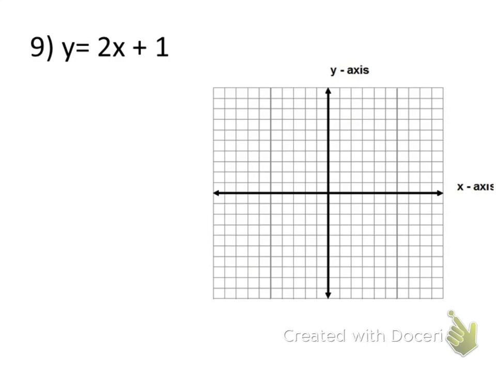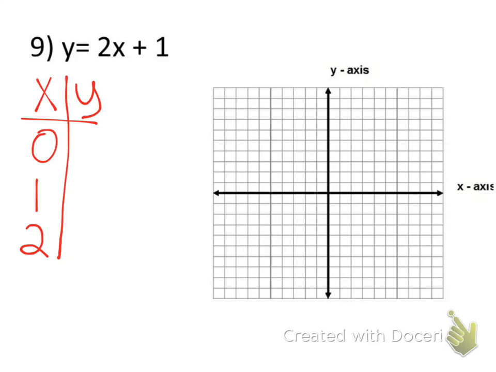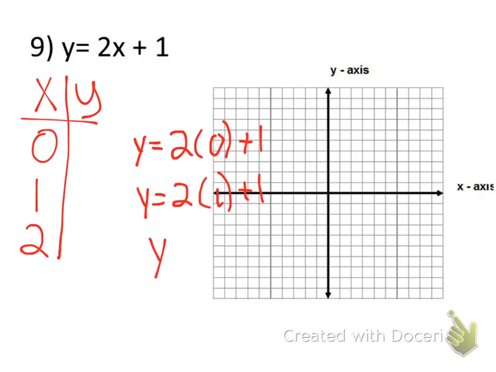Okay, number 9. Second to last problem of the day. Getting excited. We have x and y. What are my x's? 0, 1, and 2. We've got to do some math to find the y's. I'm going to start with my equation. I'm going to take the x out and put a 0 in. Then I'm going to take the x out and put a 1 in. Then I'm going to take the x out and put a 2 in.